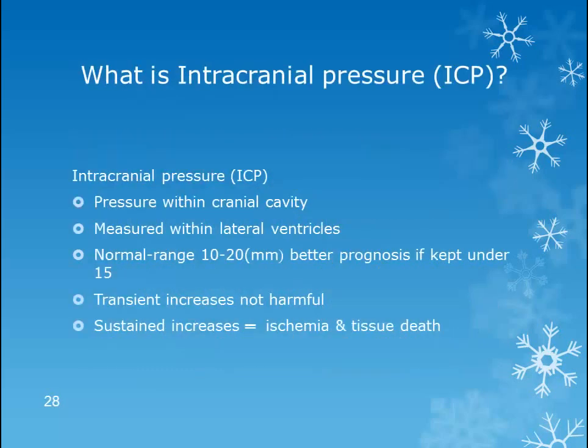What is intracranial pressure? Intracranial pressure is the pressure within the cranial cavity. It is measured within the lateral ventricles. The normal range is 10 to 20 millimeters of mercury. Better prognosis if kept under 15. Transient increases are not harmful. Sustained increases equal ischemia and tissue death.